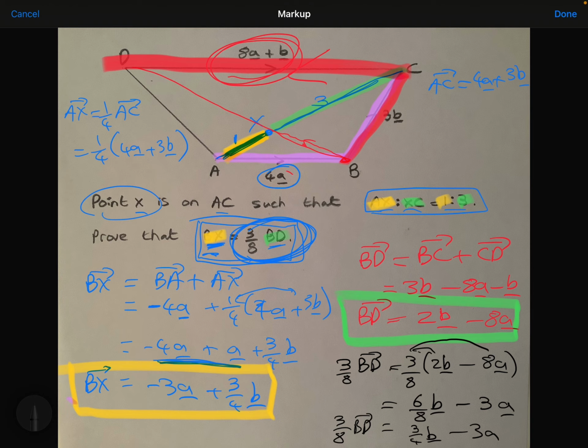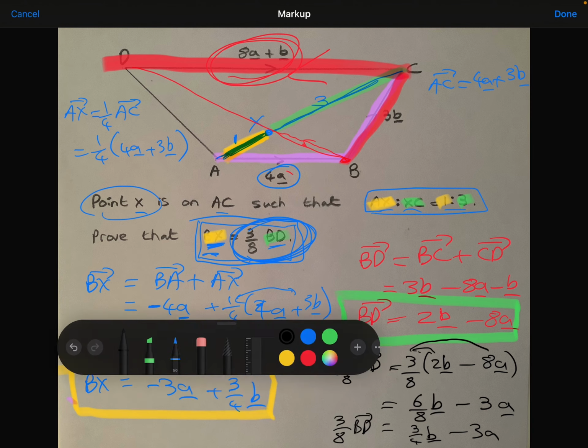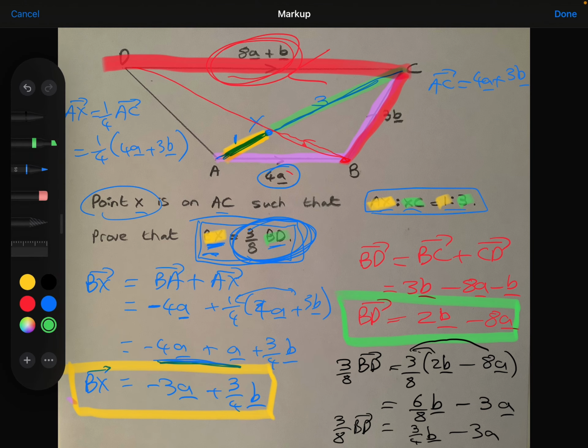And now let's just compare that to my BX, and hopefully you can see that they are the same. So I'm just going to say dot, dot, dot. Therefore, BX is equal to 3/8 of BD. And we're done.